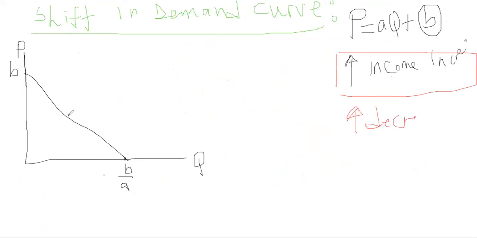So it will lead to a rightward shift. We know that the shift will be rightward. It will go like this. By the amount income increased, this B will become a new B. So this will increase and shift here. Let's say that the new B, we call it B1.